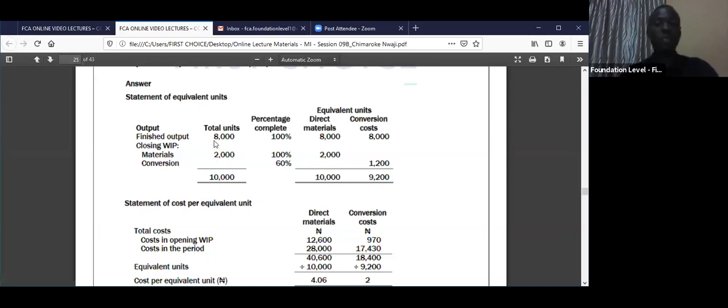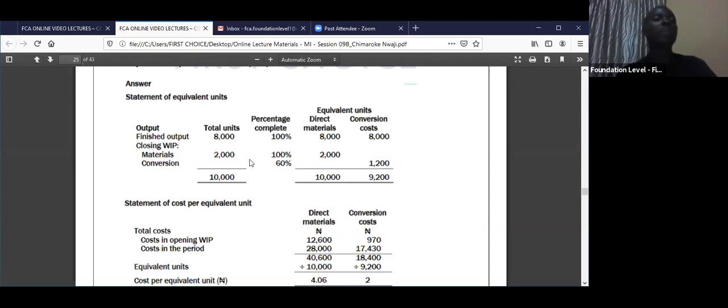Now, when it comes to completed, 100% is complete, 100% for materials and 100% for conversion. So that's why 100% multiplied by 8,000 is 8,000, 8,000. But when it comes to closing work in progress, it is 100% complete in material, but 60% in conversion. So this is 100% multiplied by 2,000, which gives you 2,000.